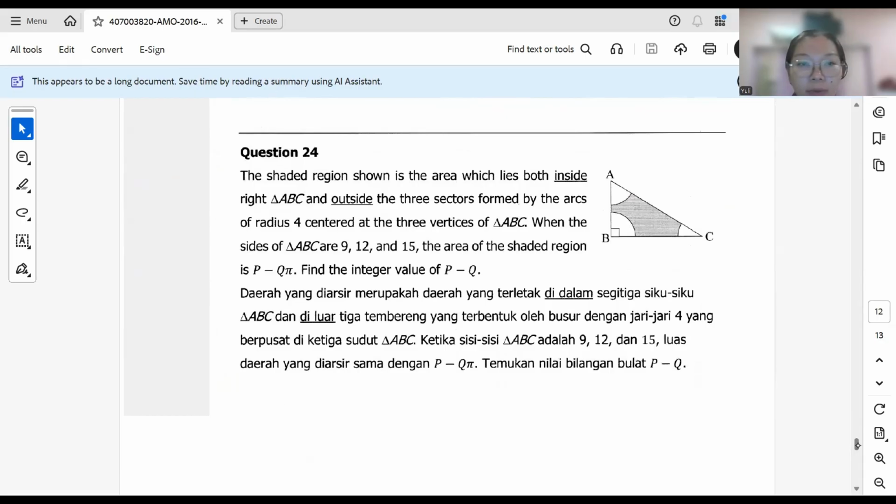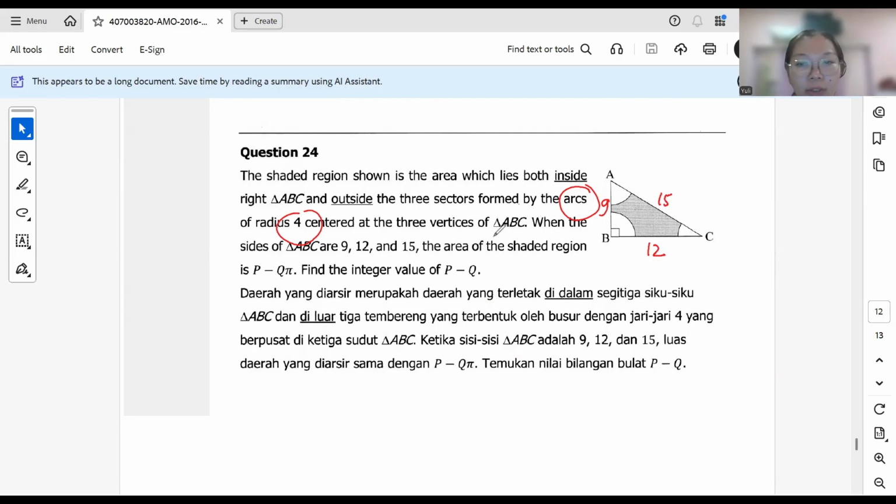Okay, 24. The shaded region shown is the area which lies both inside the right angle triangle and outside the sector arcs. Arcs radius 4, center at the 3 vertices. When the sides of ABC are 9, 12, and 15. The longest will be 15, so this is the longest. This is 9, this is 12.